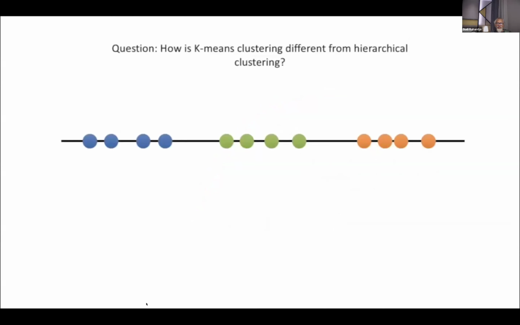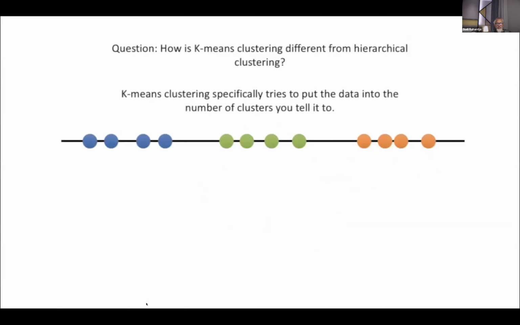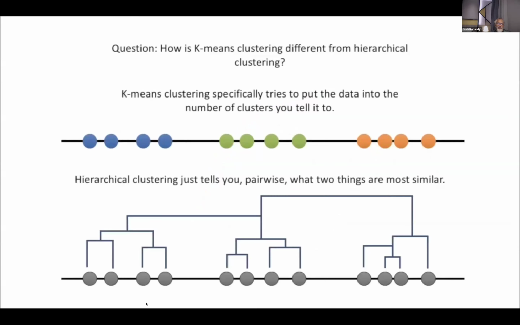Question: how is k-means clustering different from hierarchical clustering? K-means clustering specifically tries to put the data into the number of clusters you tell it to. Hierarchical clustering just tells you, pairwise, what two things are most similar.